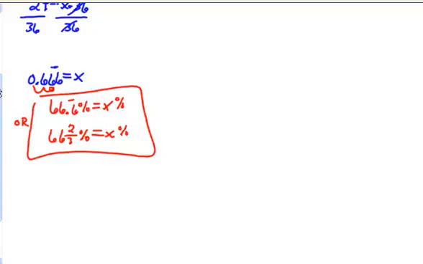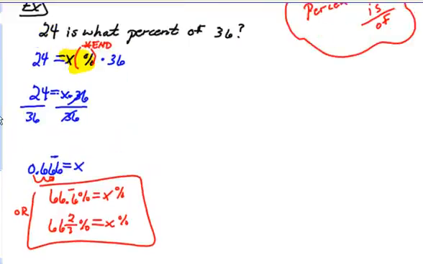Let's see. Then what's different types? Okay, let's do one more type of percent problem. So example. 72 is 18% of what number?